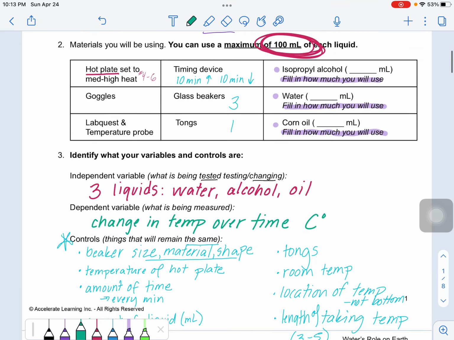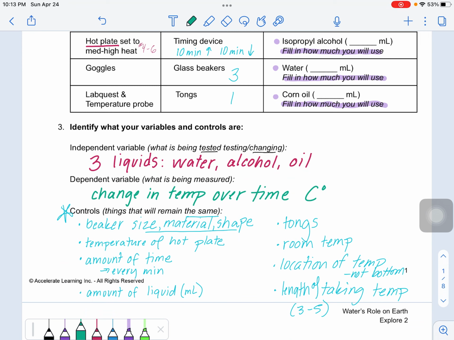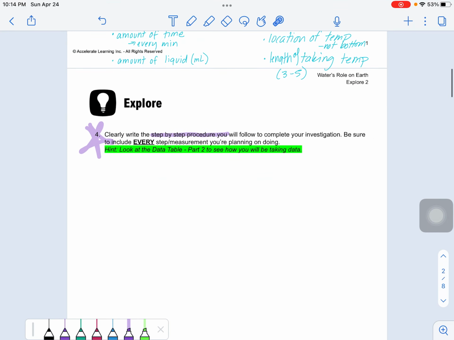So again, in part 1, we figured out our variables. Independent, that was what was being tested, the 3 liquids. Dependent variable is our change in temperature over time. And we had all these controls that we tried to think about. And you wrote a draft of your procedure here, what you thought you needed to do. And likely, as you were completing the lab, you're probably already thinking now, well, there's more detail that needs to be added here. So hold tight to that. That's coming up in part 4.